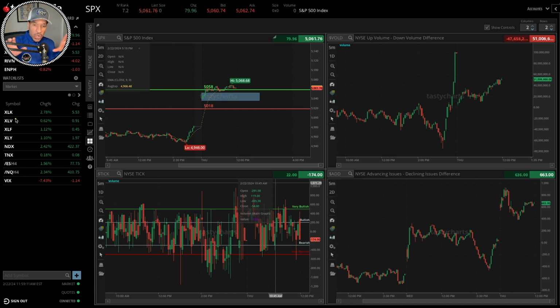As a result of Nvidia's positive earnings report that came out yesterday after the market closed, and also the positive forward guidance, that is really the reason why the market is up pretty significantly.